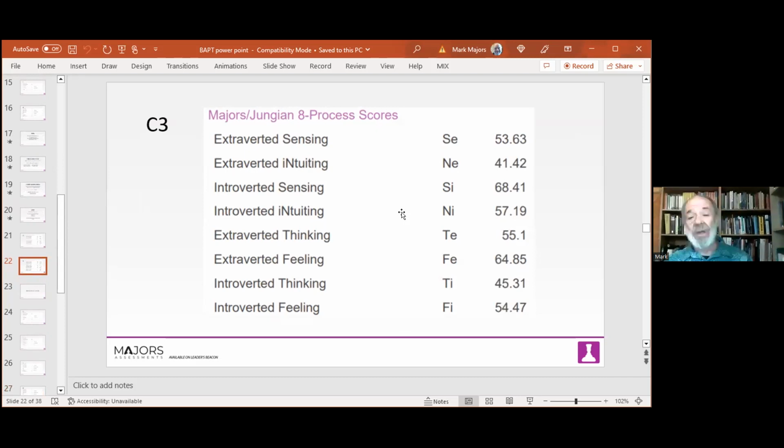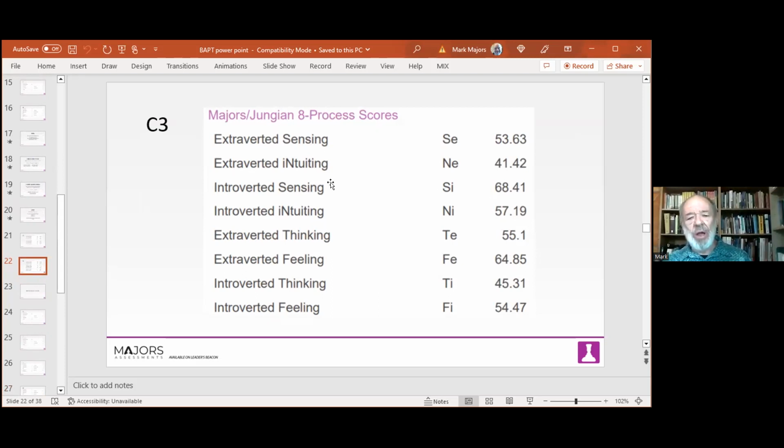This is Cindy again. We see that her extroverted feeling is 64.85, 65. And I'll be showing her husband here in a little bit. Amazing.